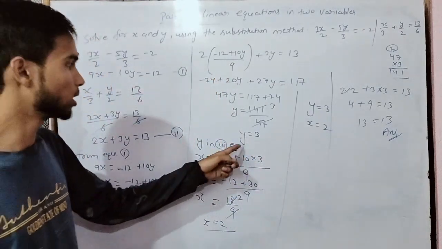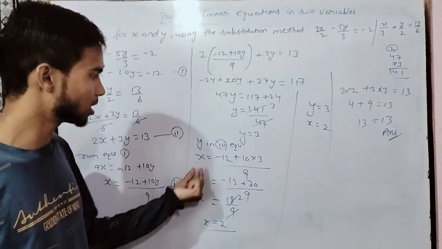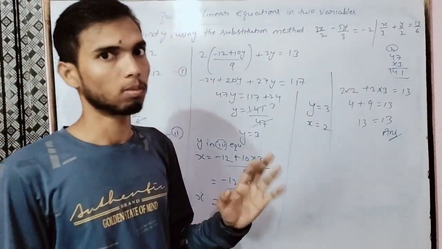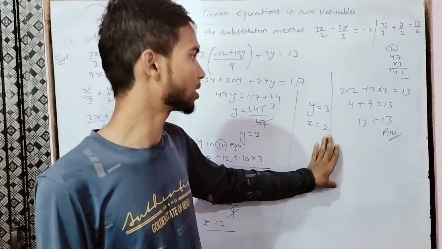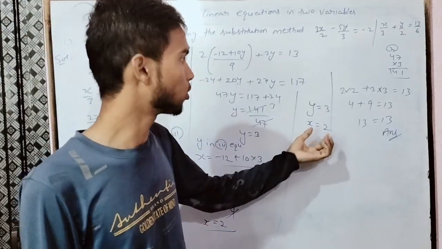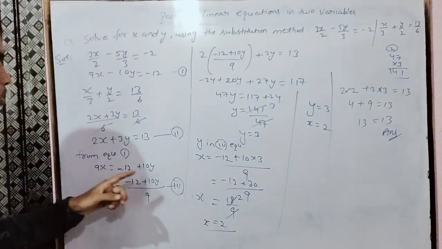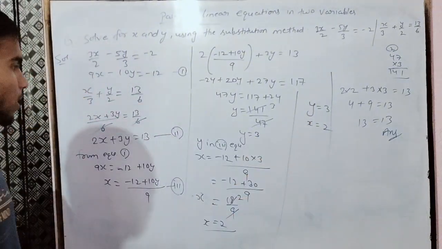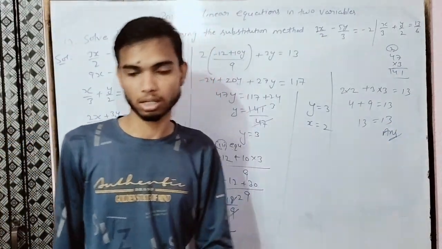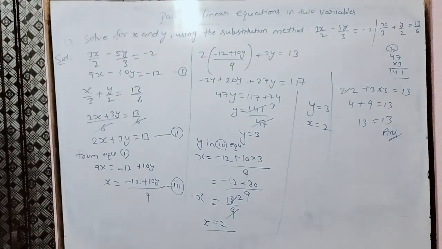Then we substituted the value of y in the third equation. This is the third equation, so from this we got the value of x. Now finally we got the values of both variables, and after finding these values we put the values of both variables in any equation. We substituted both values in the second equation, so LHS and RHS are equal to each other. So that's how it is correct, and that's how you will solve.